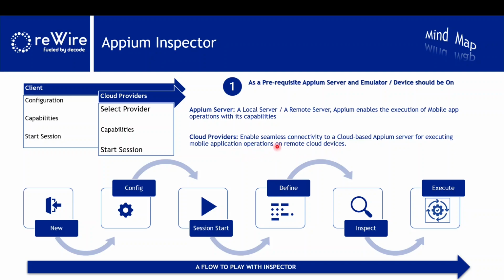Cloud providers offer seamless connectivity to the cloud-based Appium server for executing the mobile application operations on the remote cloud devices. Cloud devices are mainly mounted on a particular host, and those will be mirrored to the end users, so that they can interact and simulate the actions on those cloud devices. And the next part is how I look at Appium Inspector.